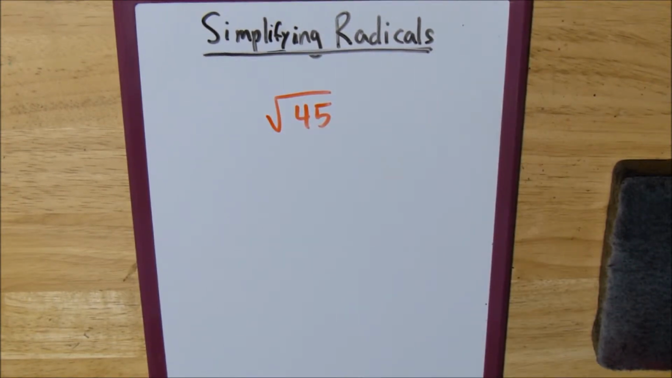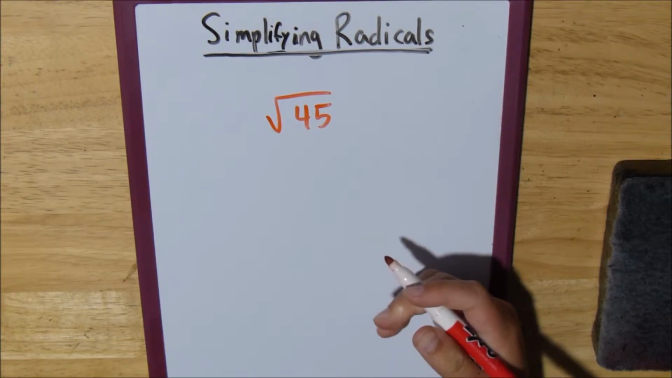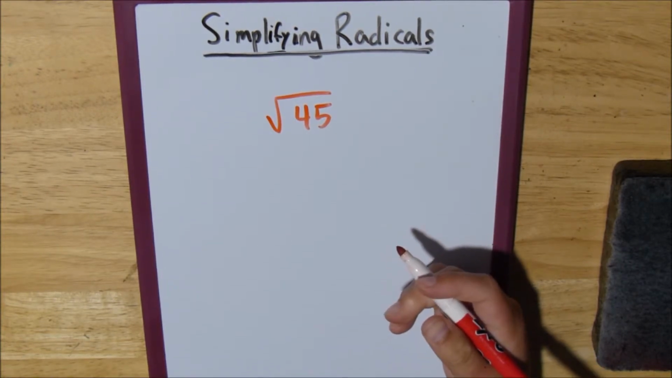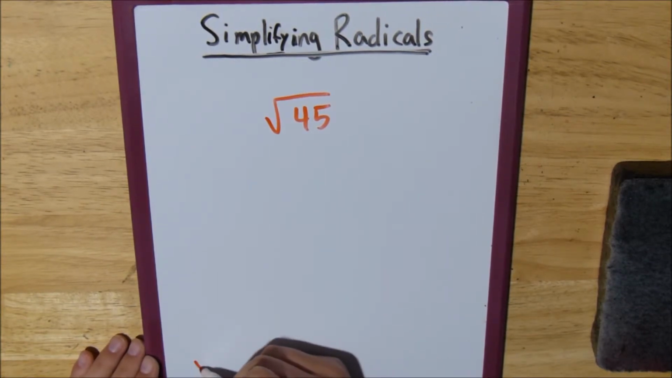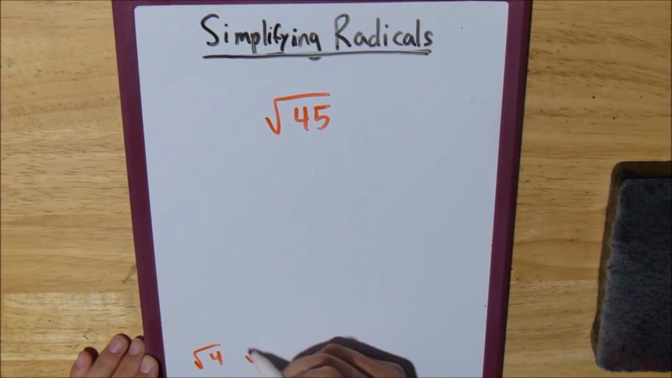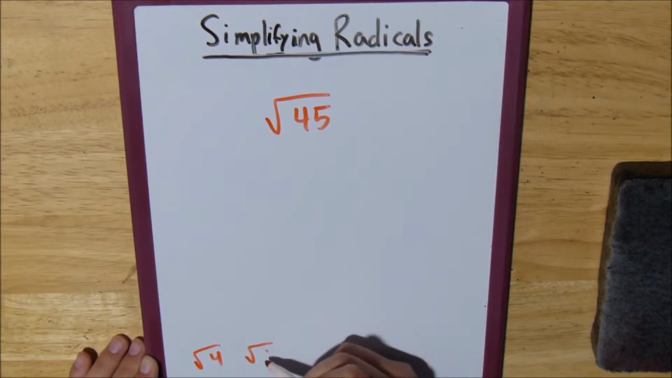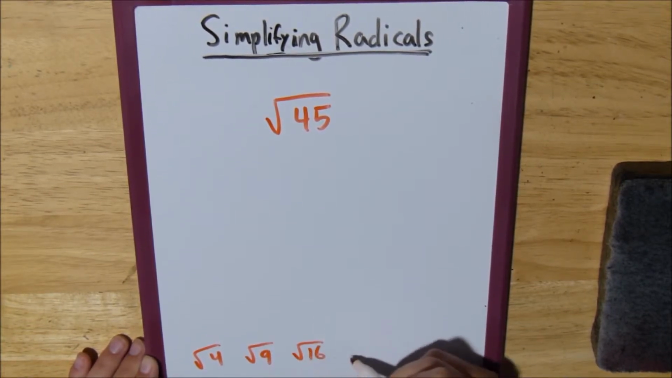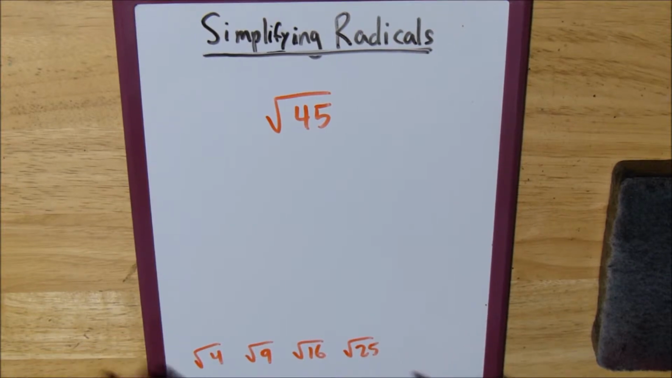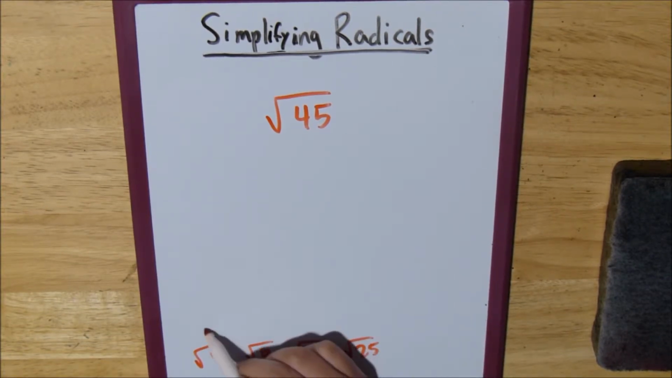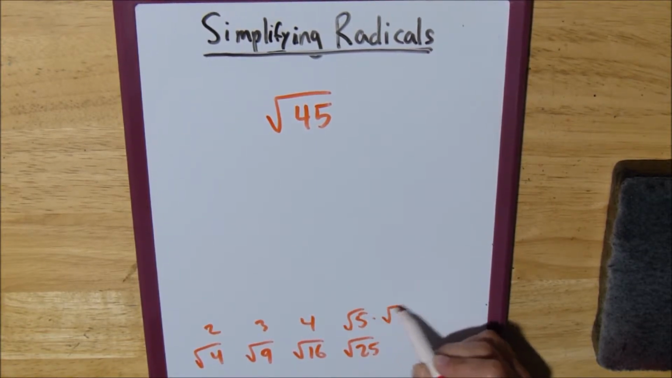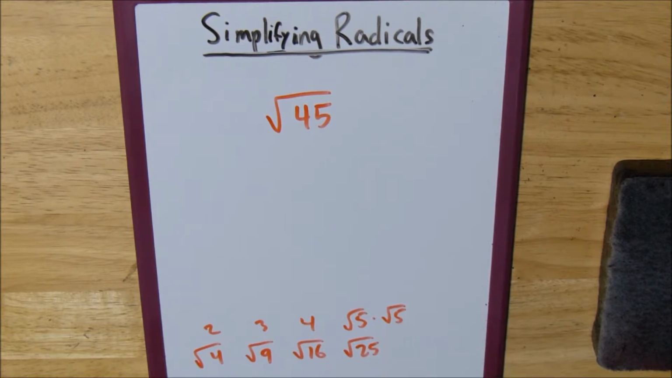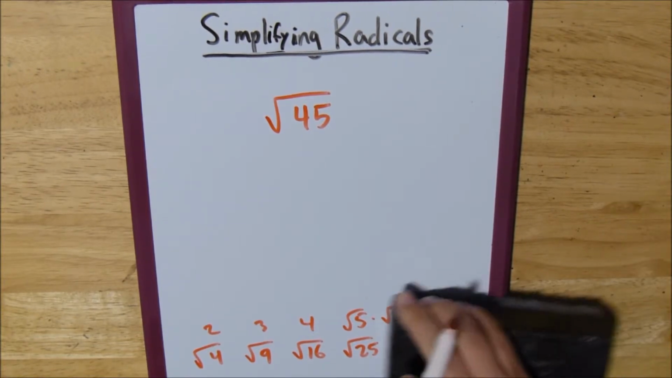The first step is to find two factors of square root of 45, but also make sure that one of them is a perfect square. Now, what is a perfect square? Square root of 4 is a perfect square, square root of 9, square root of 16, square root of 25. All of these radicals equal whole numbers. So this would be 2, 3, 4, and 5. Square root of 5 times square root of 5 equals square root of 25. Basically that type of idea, right?